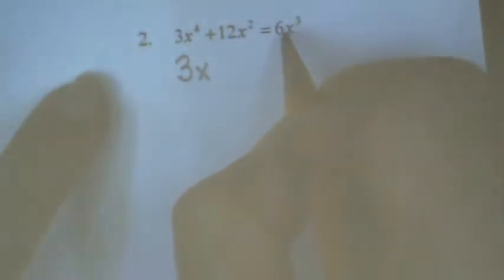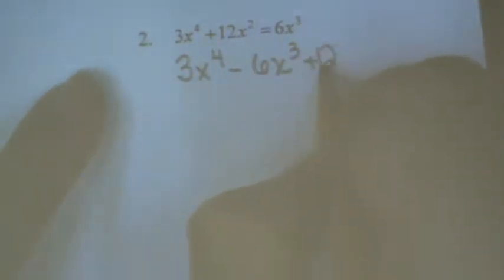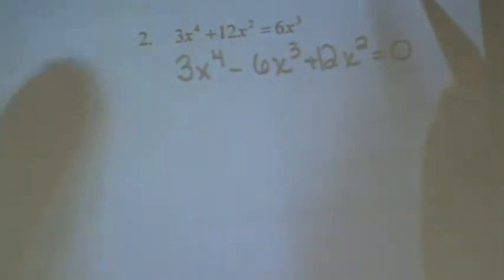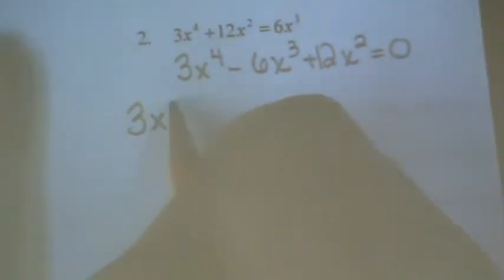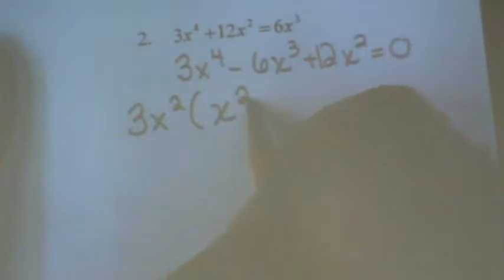What should we first do? Move everything where it needs to go. See the 6x cubed, where should it go? Between the 3. Yeah. 12x squared equals 0. Is there anything we can take out? 3x squared. Good job. 3x squared. What's left? X squared minus 2x plus 4.